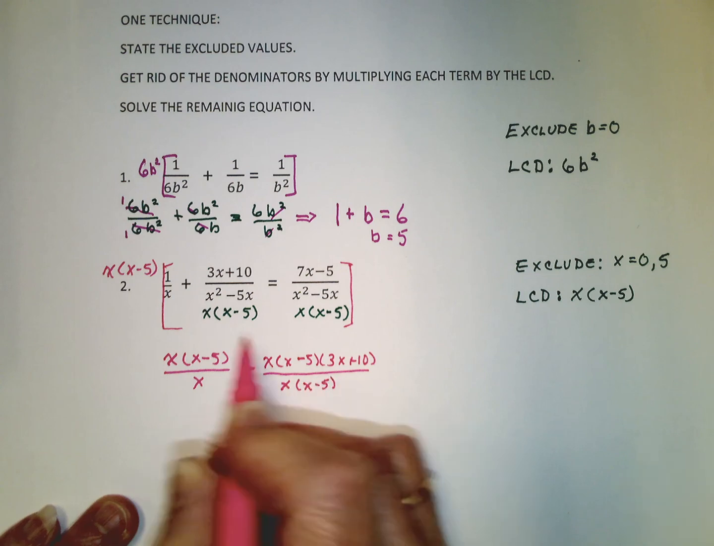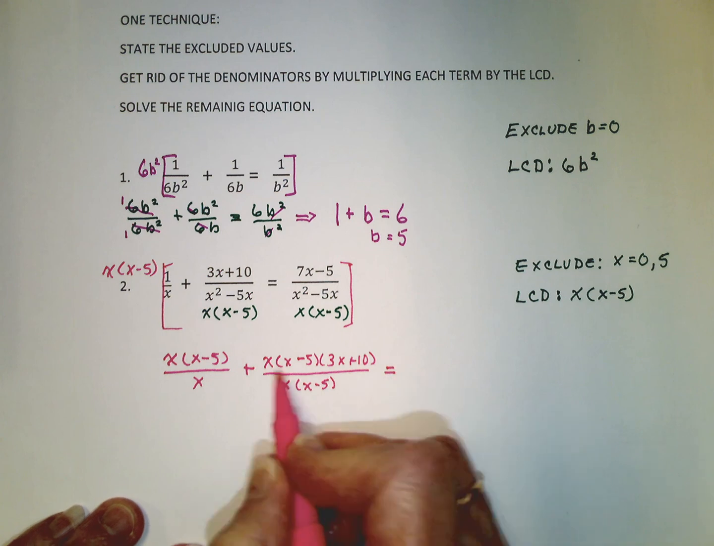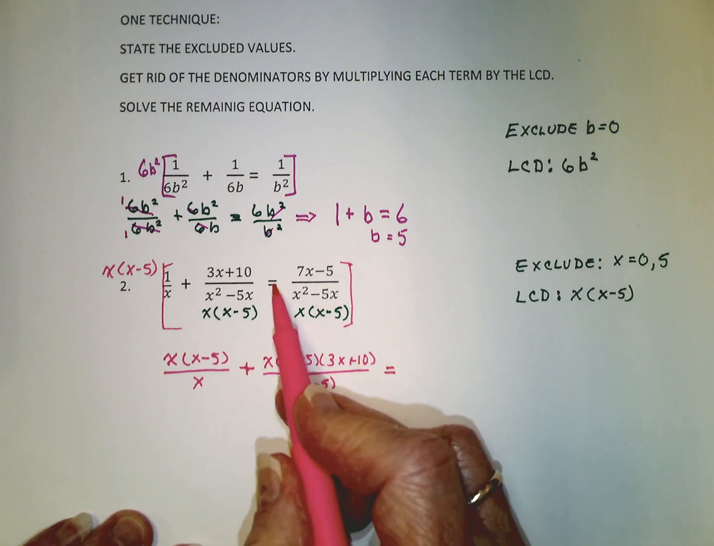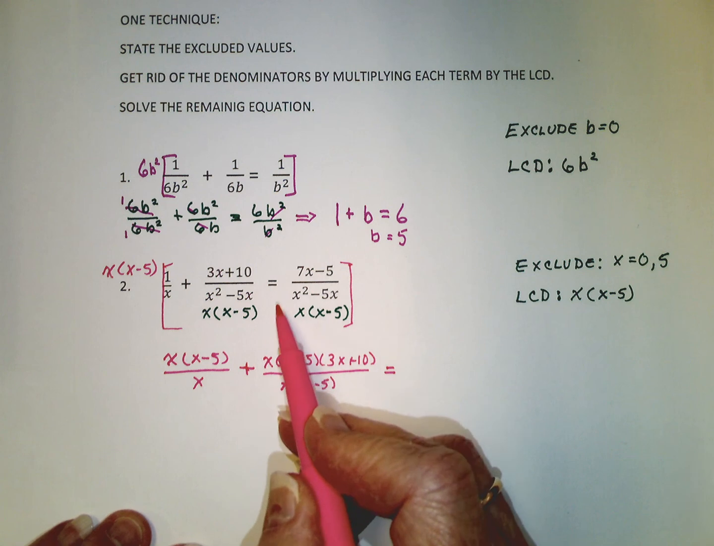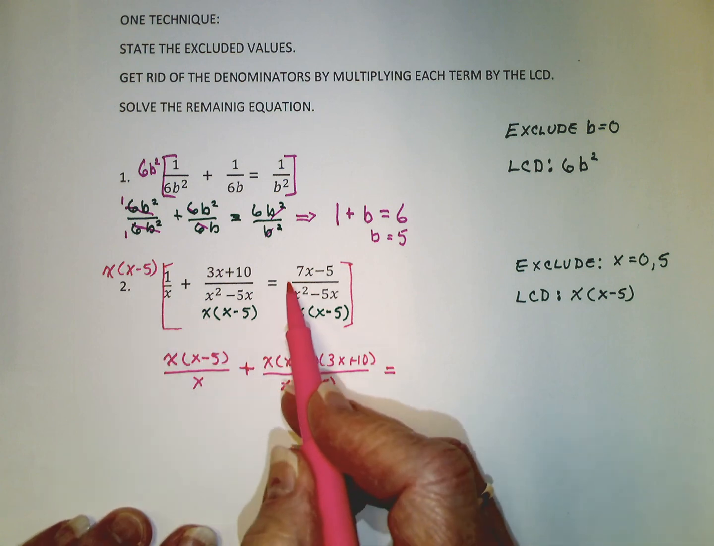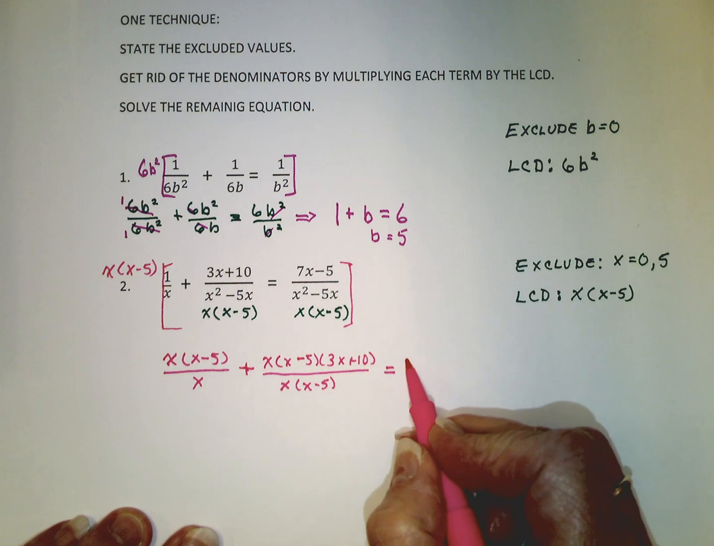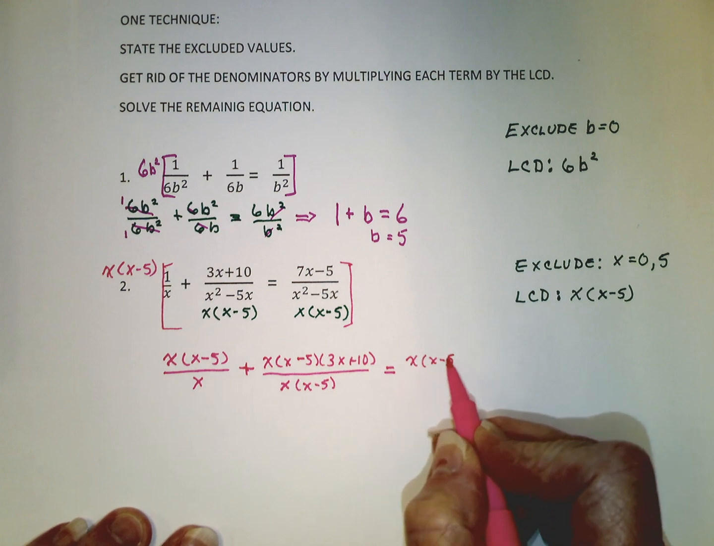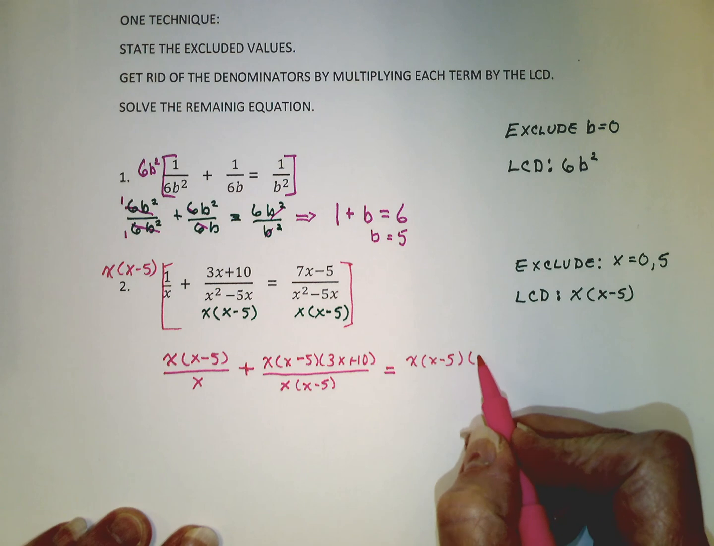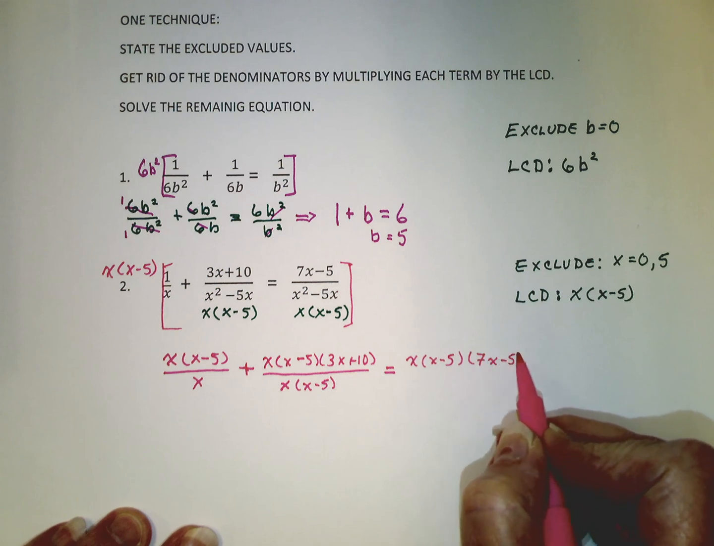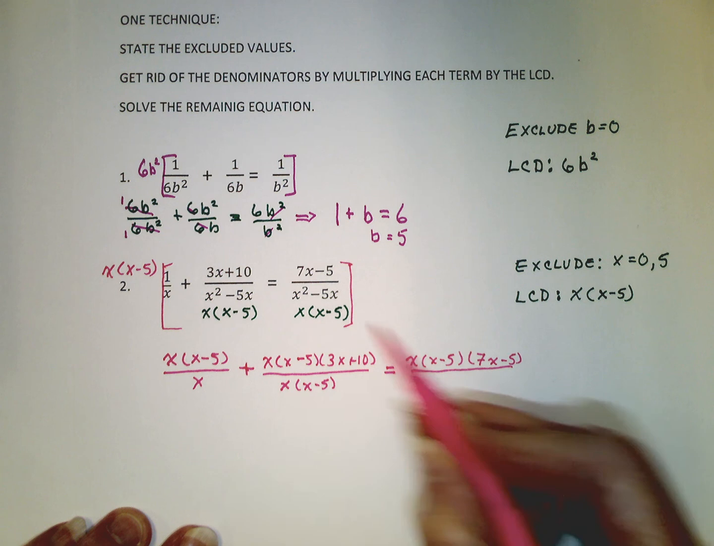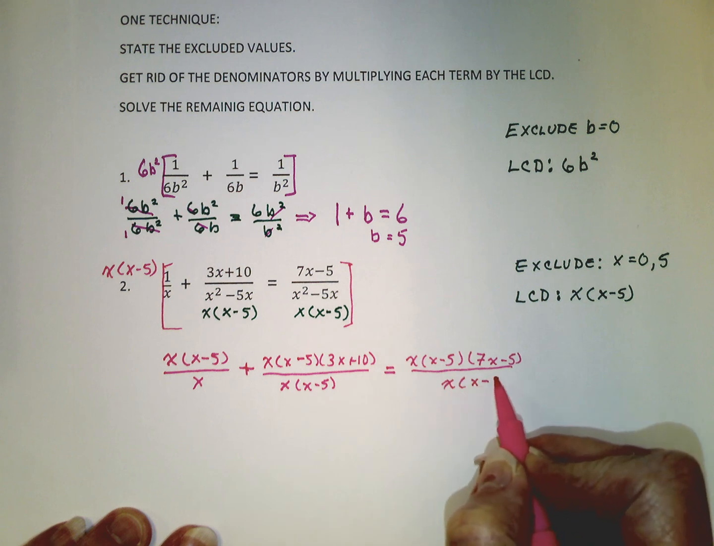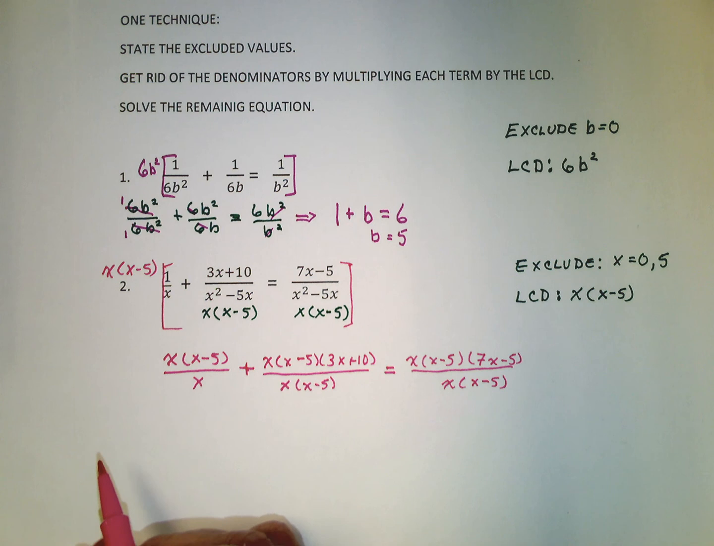This goes much faster if you can do this step in your head. And then it's okay to multiply the other side of the equal sign. Actually, it's required to multiply the other side of the equal sign by the same thing. So we'd have to multiply times the 7x minus 5. And I'm going to use the factored form of the denominator. Now, this looks terrible. We are not going to multiply these out. If we use the right denominator, we should be able to just cancel things out.